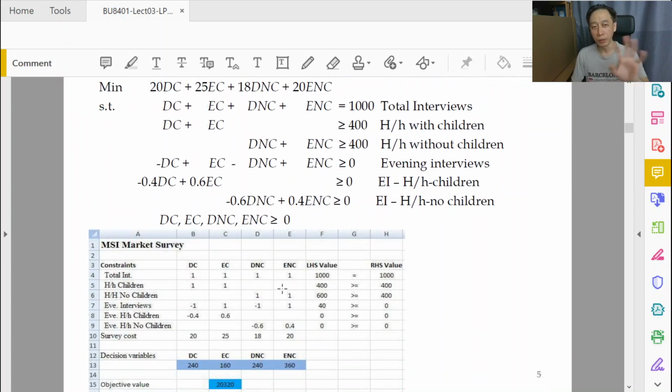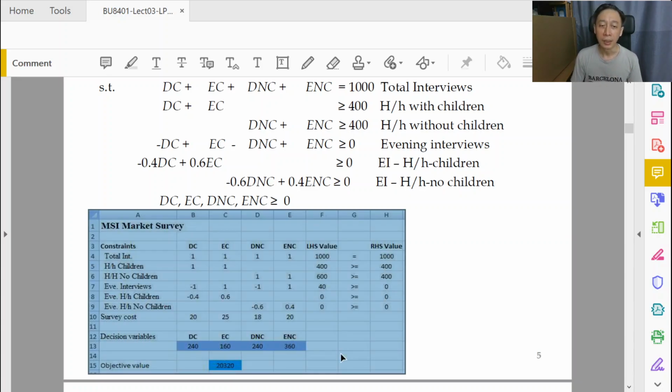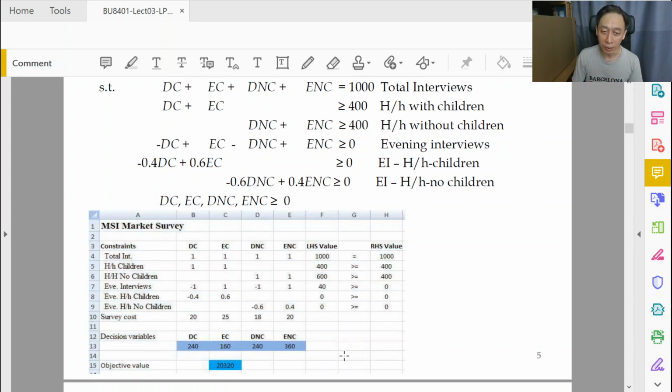So after porting over to Excel, and we have learned that in the previous video sessions, perhaps it's daunting at first, but it's just setting up the worksheet, fill in the Solver form, and click solve. Straight away, we are being told that there is a solution, and we should be conducting 240 interviews on households with children in the daytime, 160 in the evening time. 240 done on households without children, so same as with children, done in the daytime, but 360 done in the evening time, right? And together it's adding up to 1,000.